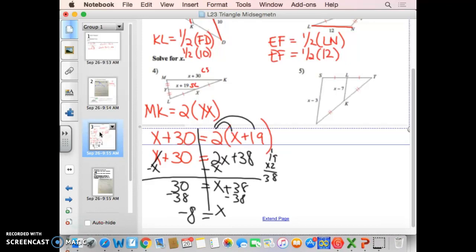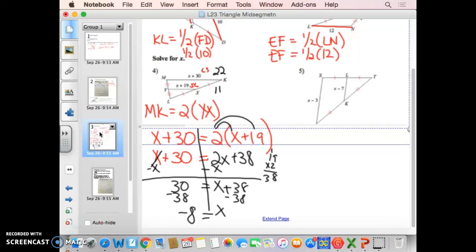And if I plug it in, I should end up with negative 8 plus 19 is 11. And negative 8 plus 30 is 22. And you can see that 11 times 2 is 22. All right, let's look at this problem over here.